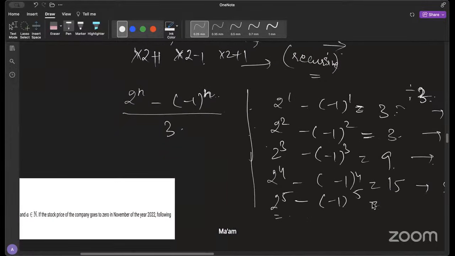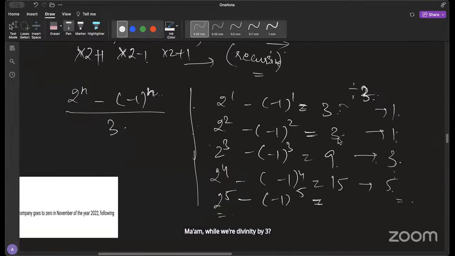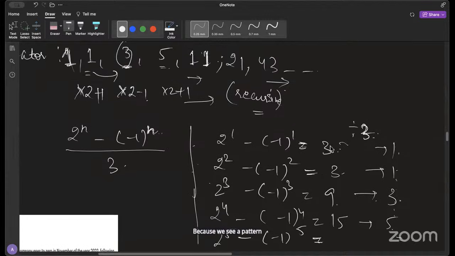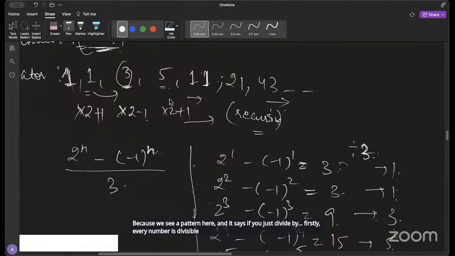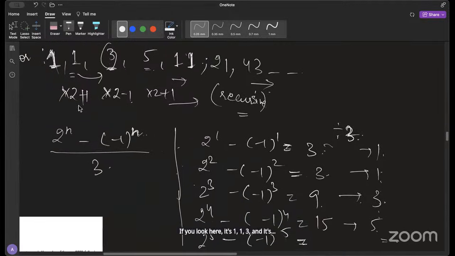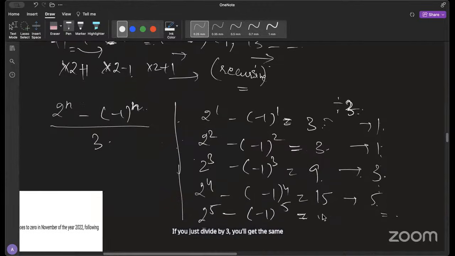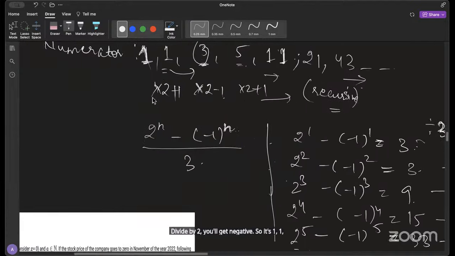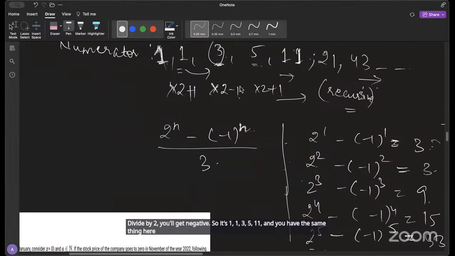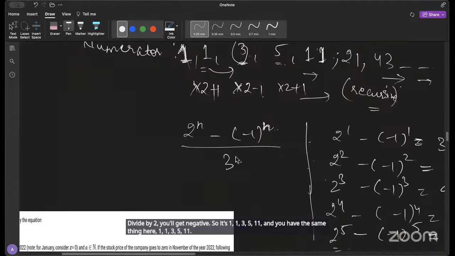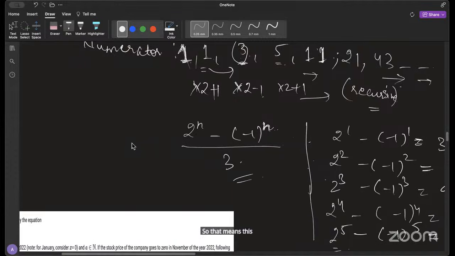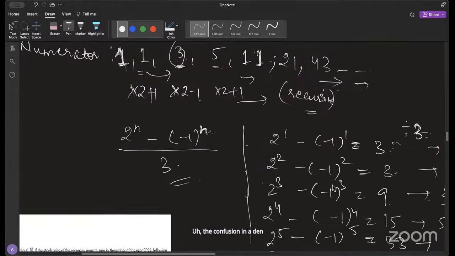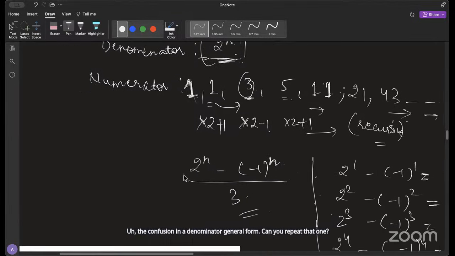Ma'am, why are we dividing it by 3? Because we see a pattern here. Firstly, every number is divisible by 3. Look here, it's 1, 1, 3, and if you just divide by 3, you'll get the same sequence. Here you'll get 33. Divide by 3, you'll get 11. So it's 1, 1, 3, 5, 11, and you have the same thing here, 1, 1, 3, 5, 11. So that means this works. I have a confusion in the denominator general form. Can you repeat that one? Yeah, we'll come to that one.